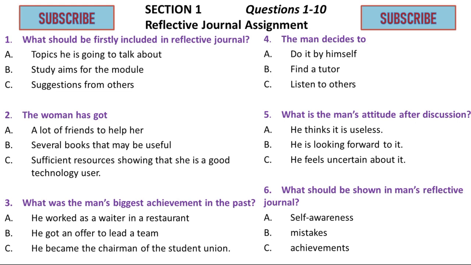Professor Tomlinson, may Annie and I please quickly ask you a few questions about the reflective journal assignment? It's just that we're a bit confused as to what you want us to include and discuss. Yes, of course. What are you having trouble with? Well, everything really. To start with, what should be included first in the reflective journal? Perhaps suggestions from others? No.